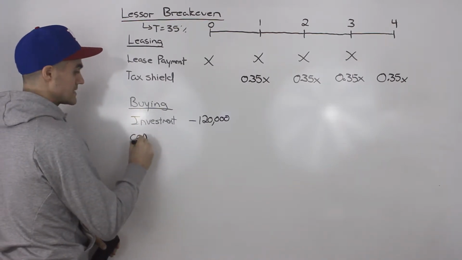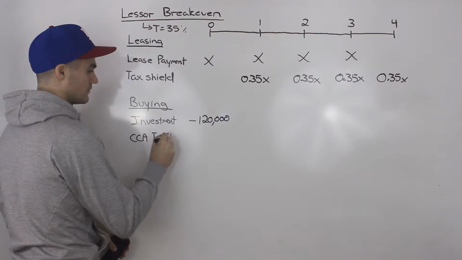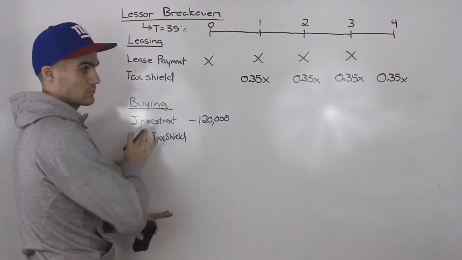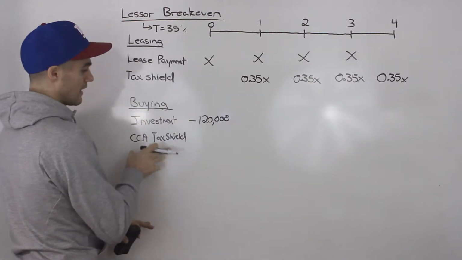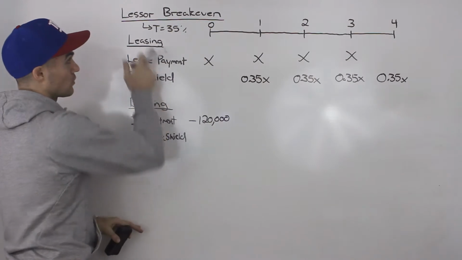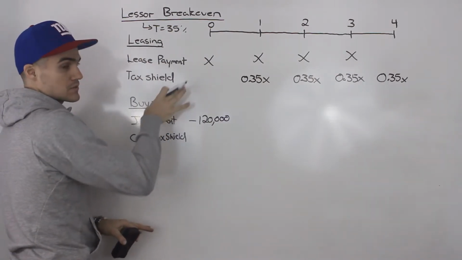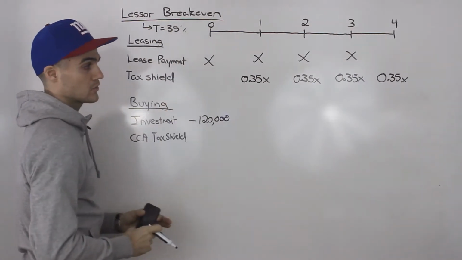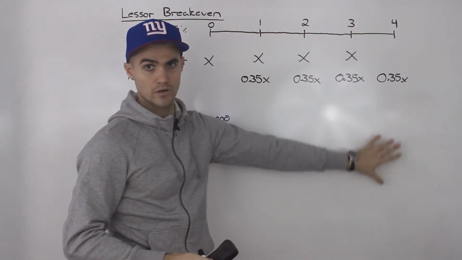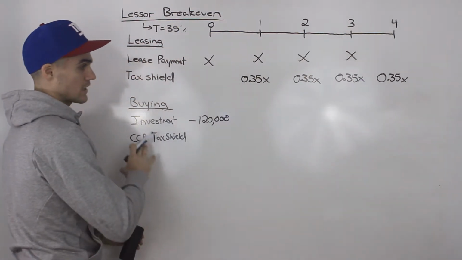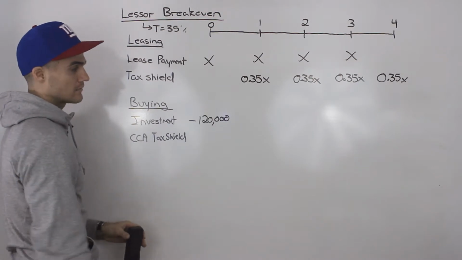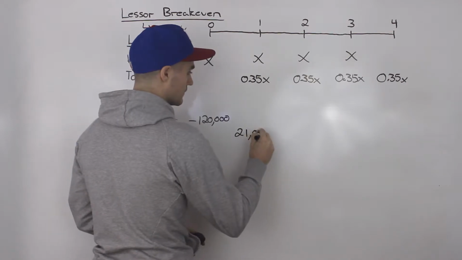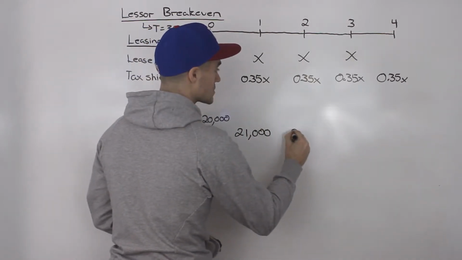Now there's also a CCA tax shield involved with this machine, and we calculated that at the beginning of the question when we made the CCA schedule. And we need the CCA tax shield for the lessor specifically. So we took those CCA amounts and multiplied it by the tax rate for the lessor at the beginning, and we had the tax shield for the lessor in like a separate column. So now we're just going to input those values in this timeline. And those values were $21,000 in years 1 and 2 respectively.